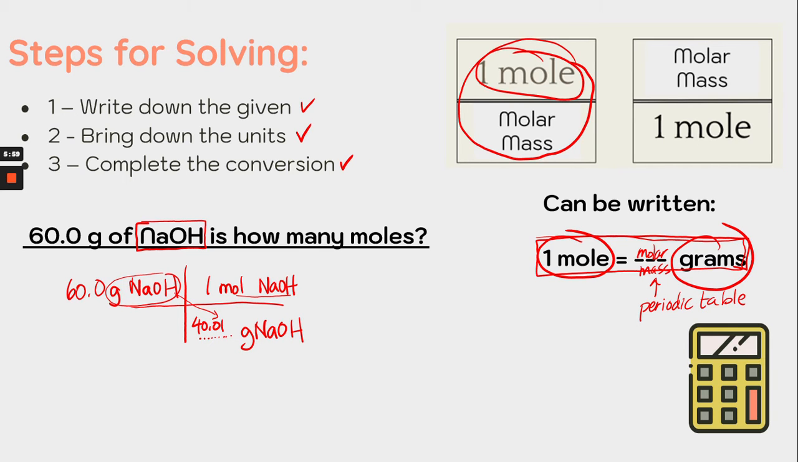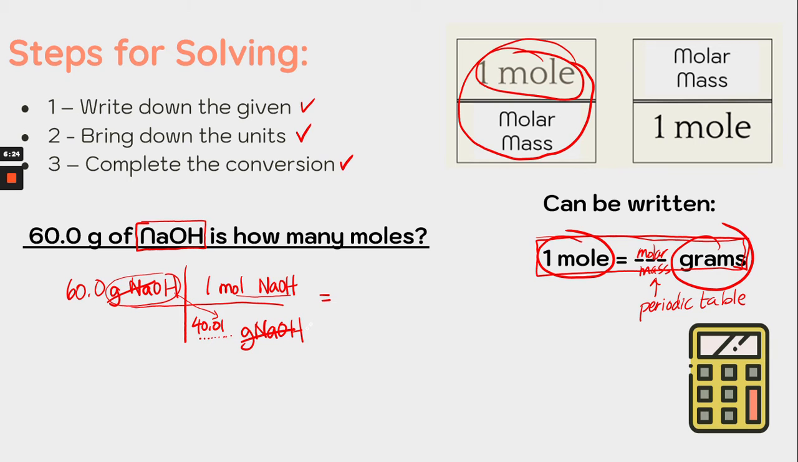Now we can look and see if we've got what we want. If grams are here and grams are here, the units are going to cancel out. And if I stop right now, my units are going to be whatever's left in that top box. So it looks like my units are going to be moles of NaOH. And that's exactly what I was asked to find, moles of NaOH. So that means it's time to do the math.